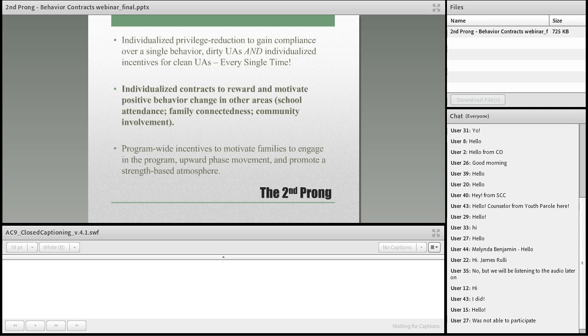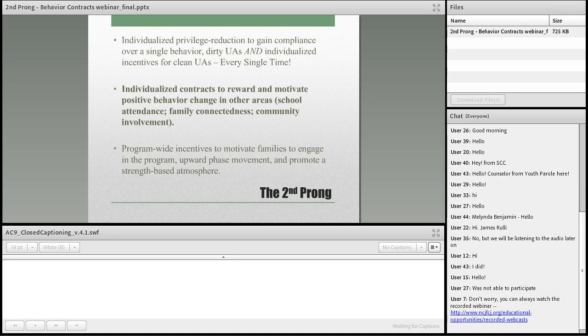And today, we're really focusing on the second prong. If you were in the first webinar, we went through each of the three prongs pretty briefly. They're stated here. I've highlighted the second prong because that's what we're going to focus on today. We're learning how to develop individualized contracts to reward and motivate positive behavior change in other areas like school attendance, family connectedness, and community involvement. This is really helping us put some structures in place to help us understand progress and highlight progress.